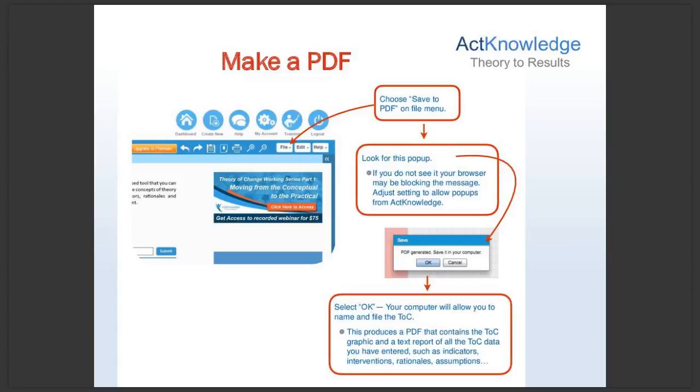By the way, right here you see there's a little pop-up because Acknowledge is going to send you automatically a file that you can download. So your browser is going to block that pop-up if you haven't allowed it. So you need to allow pop-ups, and then you can download it and save your PDF.